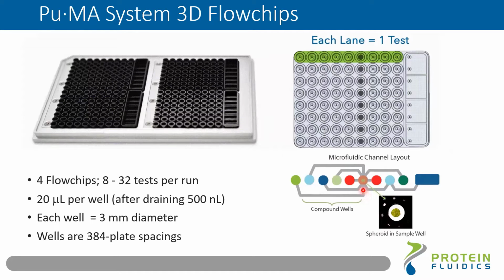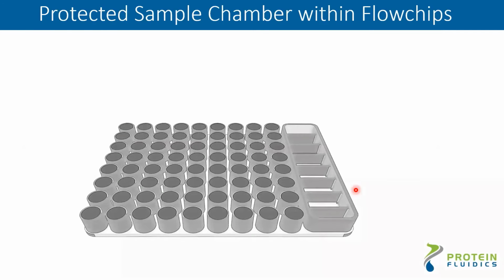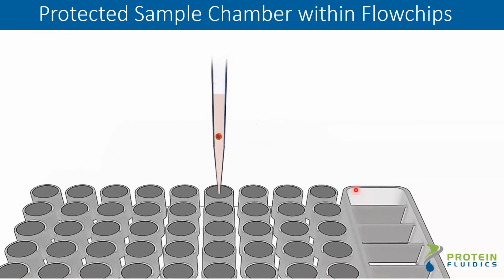In the center is a sample well where you can place your organoid or your spheroid, and then the other reagent wells allow you to move fluids in and out of those sample chambers. This video shows a little bit how the protected chamber works.